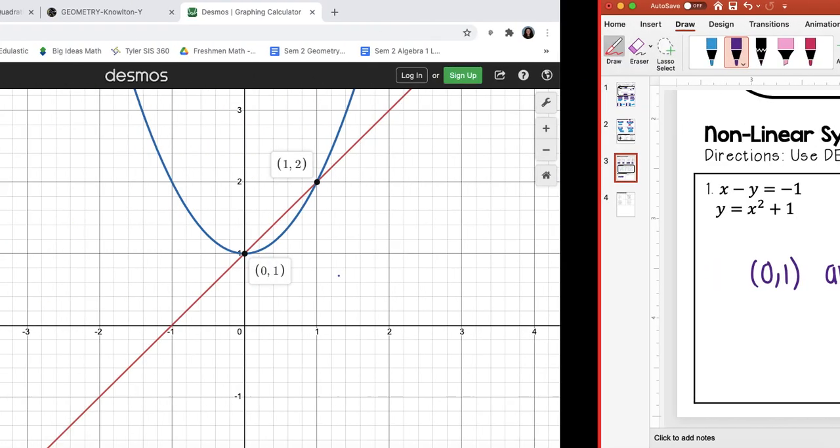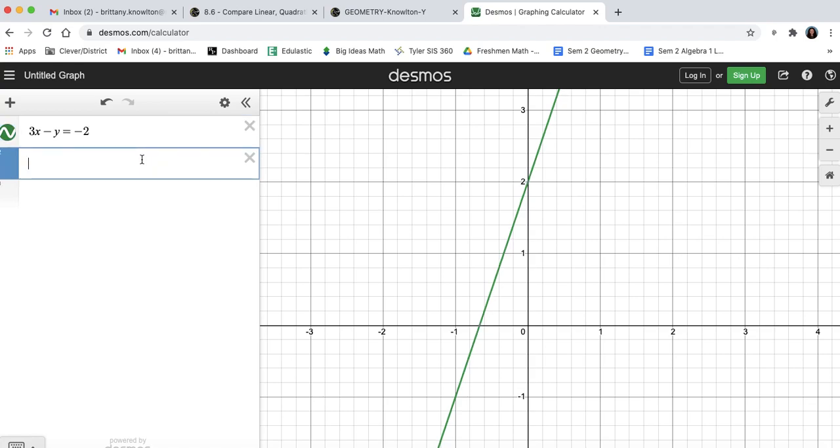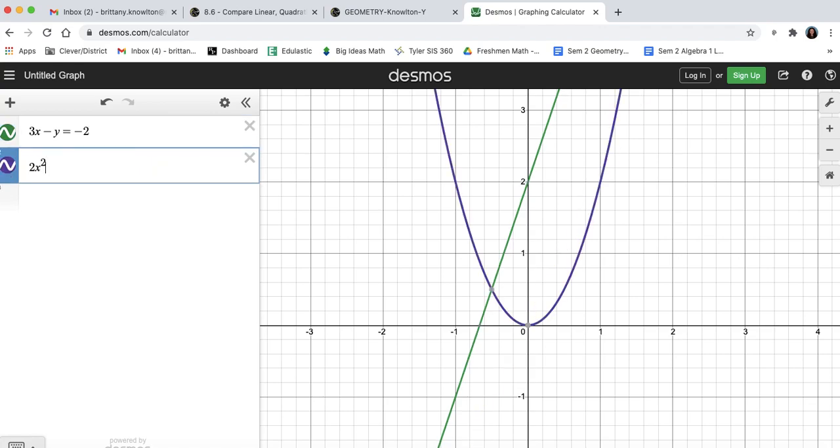Okay, let's try another one. So now, for problem 2, I have 3x minus y equals -2. And then 2x squared minus y equals 0.